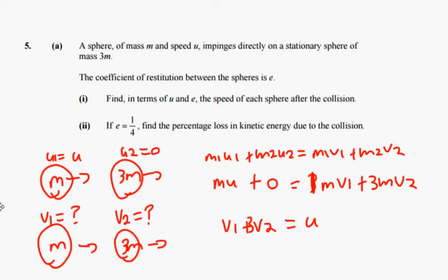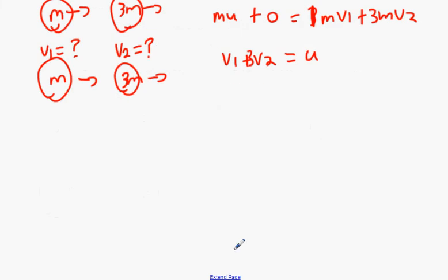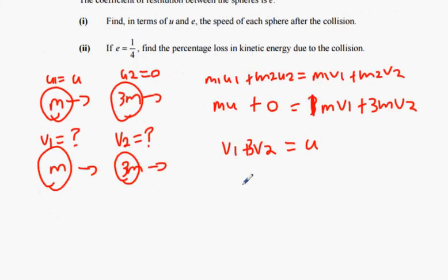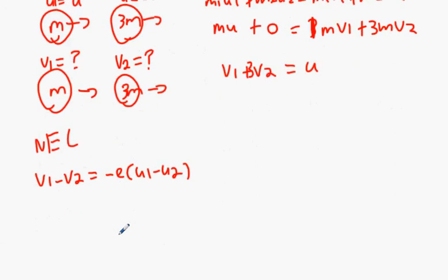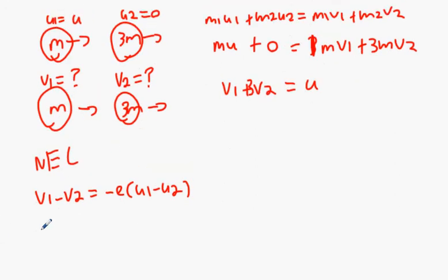Now, what we get next is this, guys. We're going to try NEL, Newton's experimental law, where phi1 minus phi2 is minus E times U1 minus U2. So phi1 minus phi2 is minus E times U. So phi1 minus phi2 is equal to minus EU.